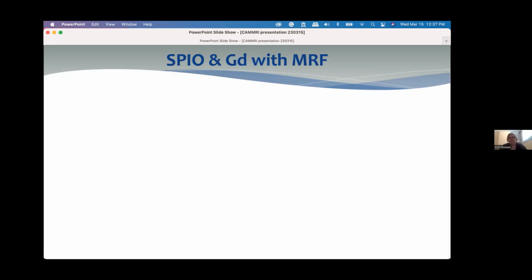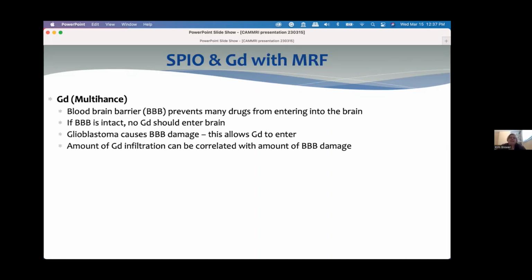Immunotherapies are one of those. So gadolinium is very interesting in the brain because many gadolinium contrast agents will not penetrate through the blood-brain barrier unless there is damage. In this particular case, we used MultiHance, which is used clinically. It will not pass through the BBB if it's intact. However, glioblastoma clearly damages the blood-brain barrier, which will allow gadolinium to enter. And so you should theoretically get increasing amounts of gadolinium infiltration correlating with increasing amounts of blood-brain barrier damage from the glioblastoma.